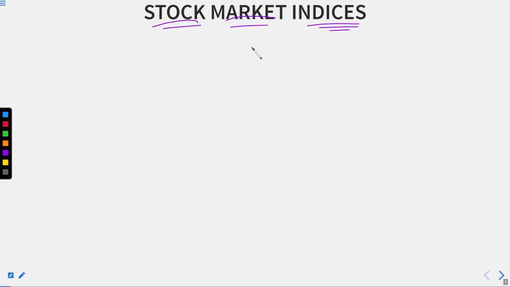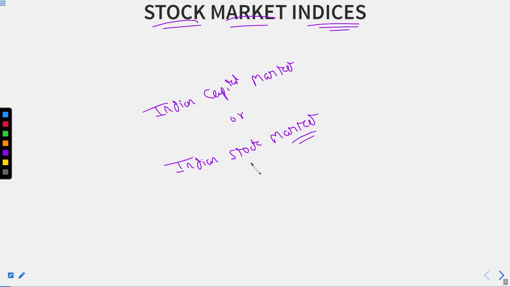Now I know that most of you will get confused, because we had already covered the topic of the Indian capital market, which is also known as the Indian stock market, right? We all know that we had covered these types of topics, right? Got it? So why are we doing this topic again? That is the most common question which could arise in your mind.